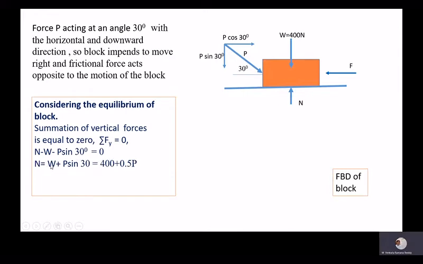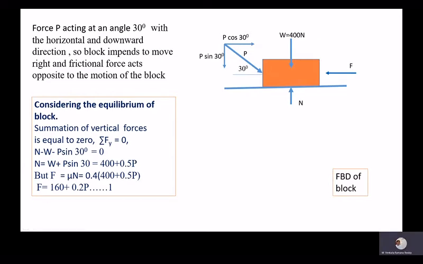That is N is equal to W plus P sin 30 degrees. W is equal to 400 newtons, sin 30 value 0.5. So then it becomes 400 plus 0.5 P. But we know that F is equal to mu N. Mu value is given in the problem, that is 0.4, and N value is 400 plus 0.5 P. Then after simplifying this, you'll get F is equal to 160 plus 0.2 P. This value is to be used in the next iteration.